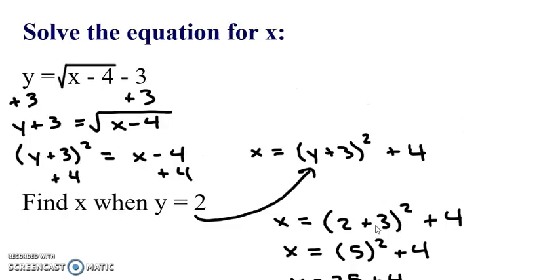And I could go back up to my original equation. 29 minus 4 is 25. Square root of 25 is 5. 5 minus 3 is 2, which is what we were given at the start.